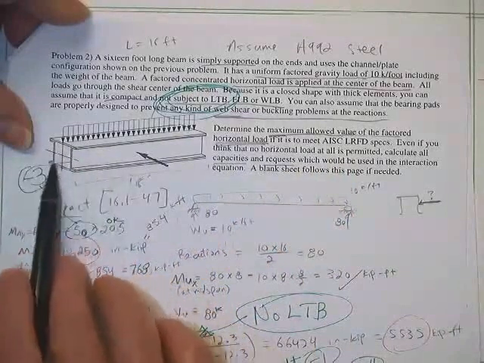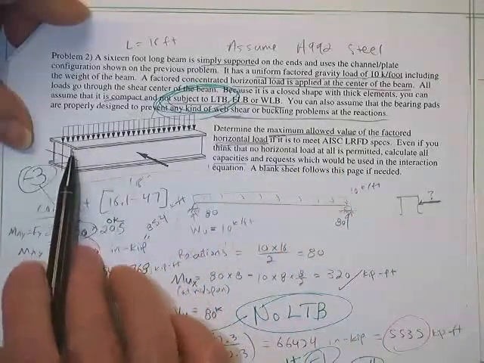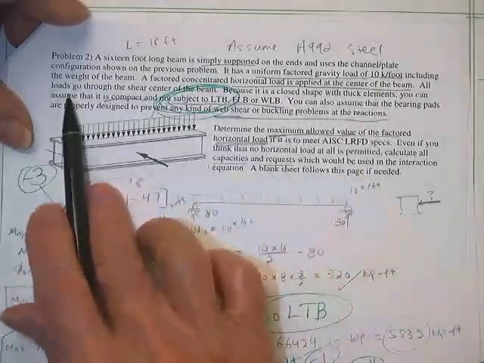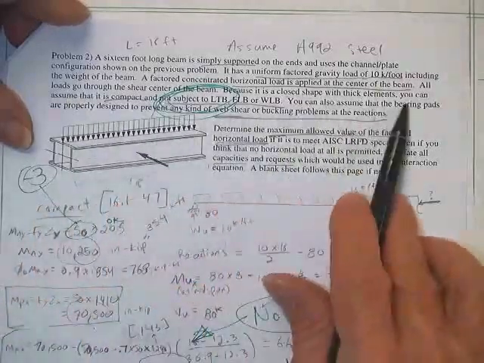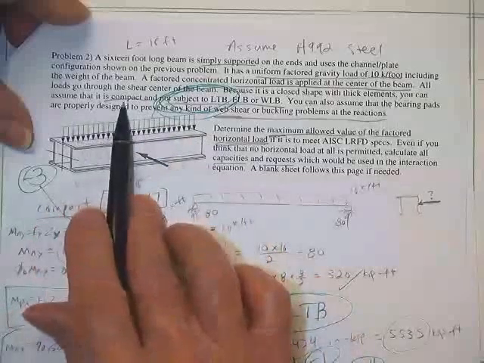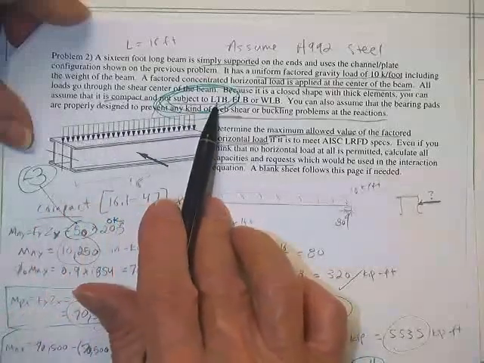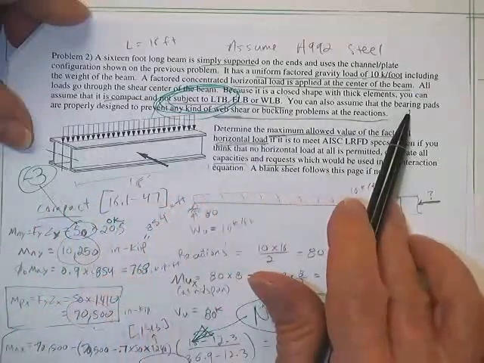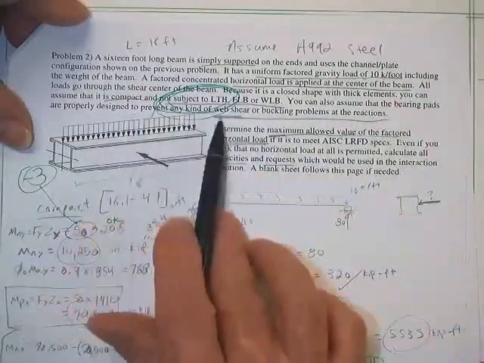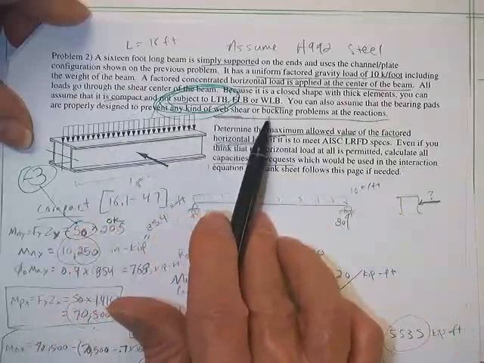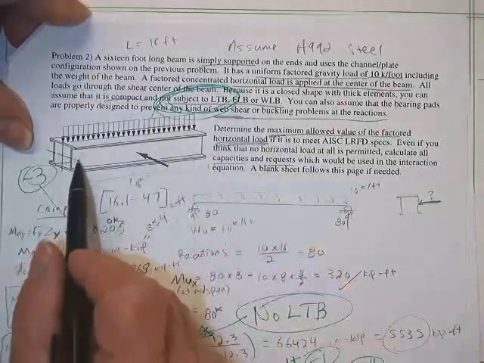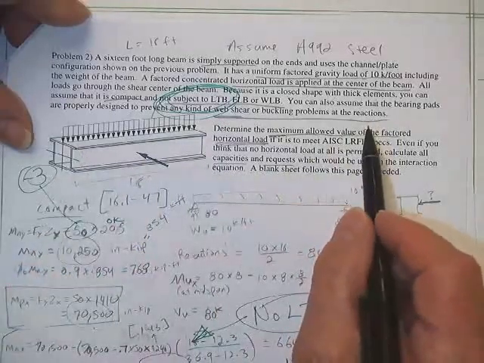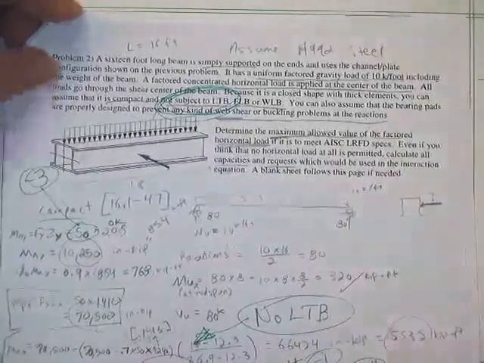And such thick things, 1 inch thick, stuff like that, is not going to have any buckling. But regardless, and the loads go through the shear center. You can assume it's compact. It's not subject to lateral torsional buckling, flange local buckling, or web local buckling. Somebody designed the bearing pad so you don't have to check web shear. There won't be any buckling down here around the ends. All of that's taken care of by someone else.